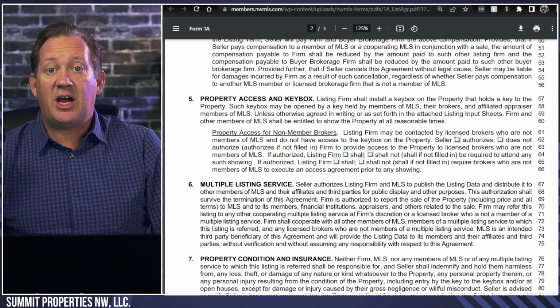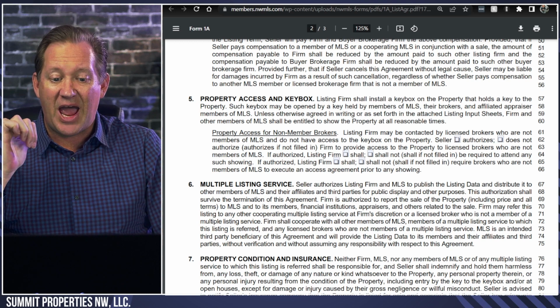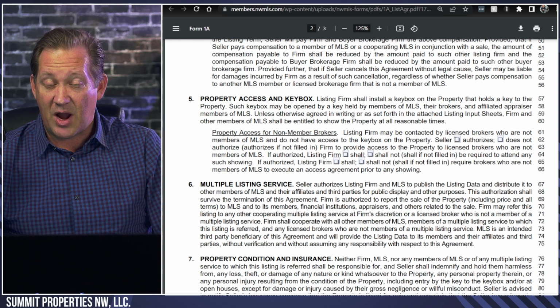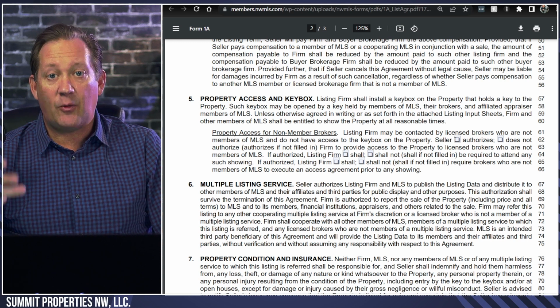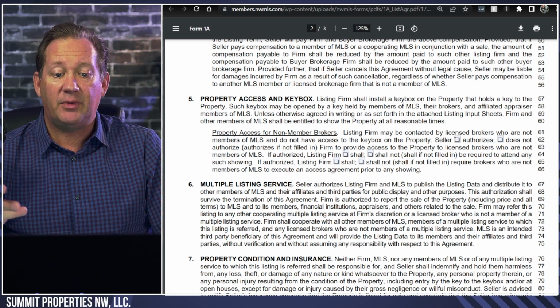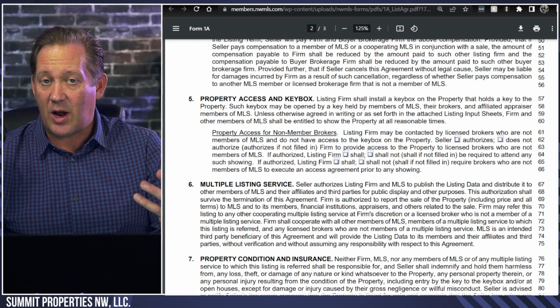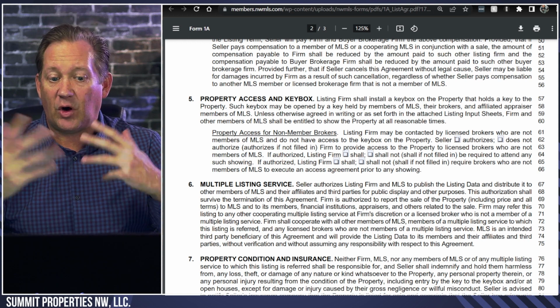Okay, so somebody comes from Eastern Washington, somebody comes from an outside MLS. They want to sell the property. How are they going to get access? Well, unless you work this out with your seller ahead of time, they're not going to get access. You're going to have to go out there and meet them, or somebody from your firm, however you want to make that work.